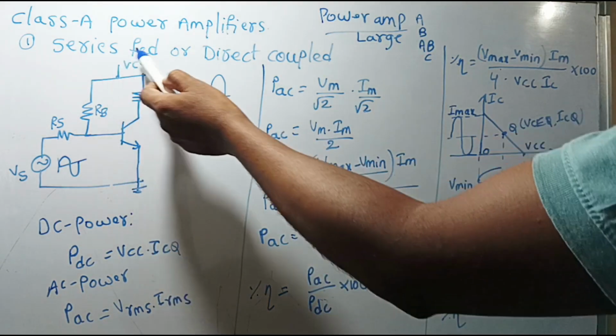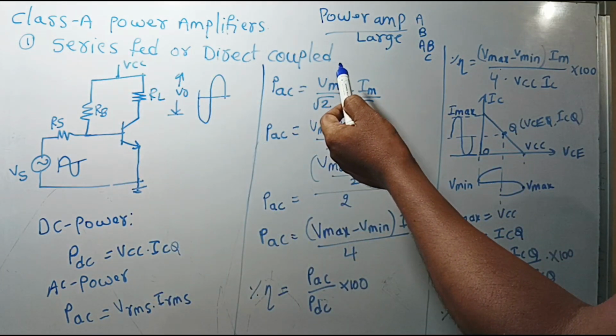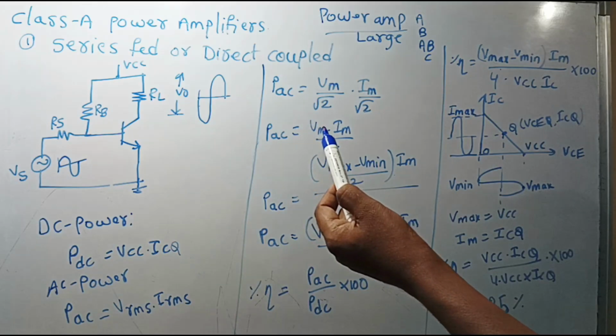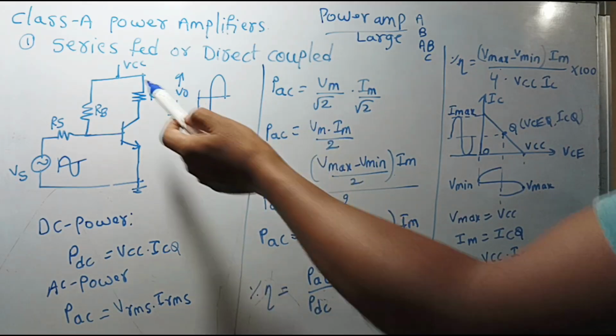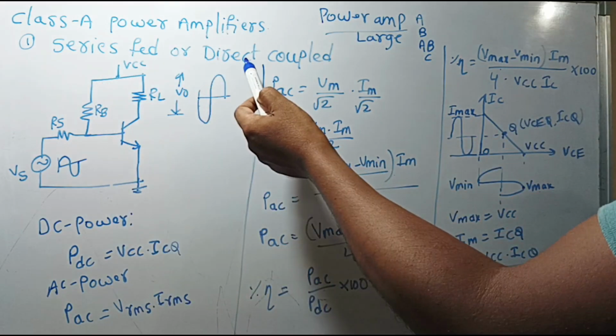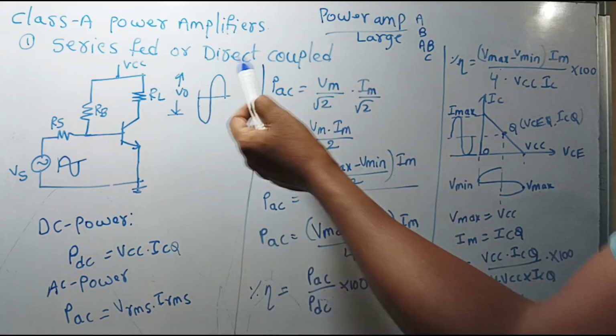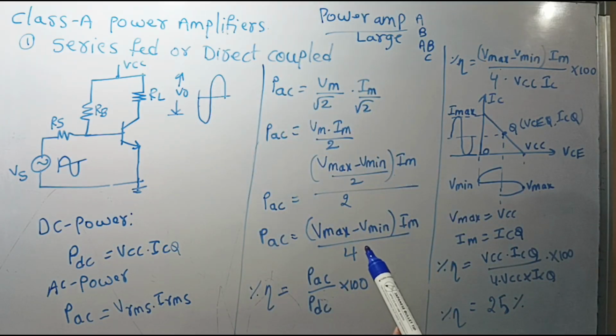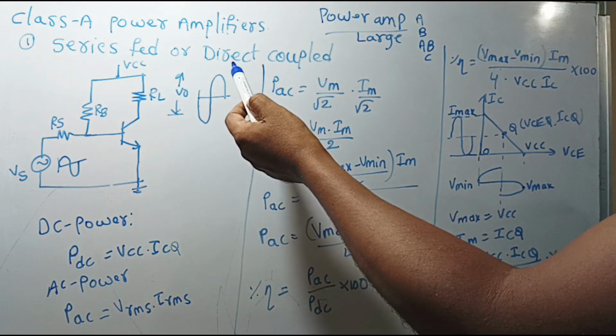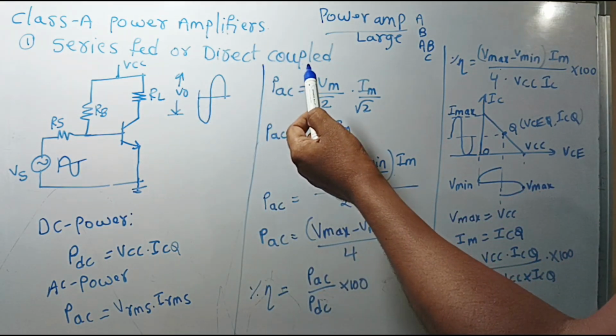One is series fed or direct coupled Class A power amplifier. Second one is a transformer coupled Class A power amplifier. First we'll discuss about series fed or direct coupled Class A power amplifier.